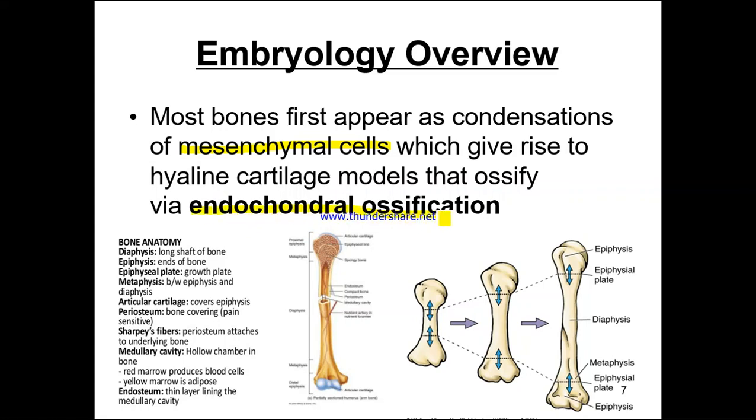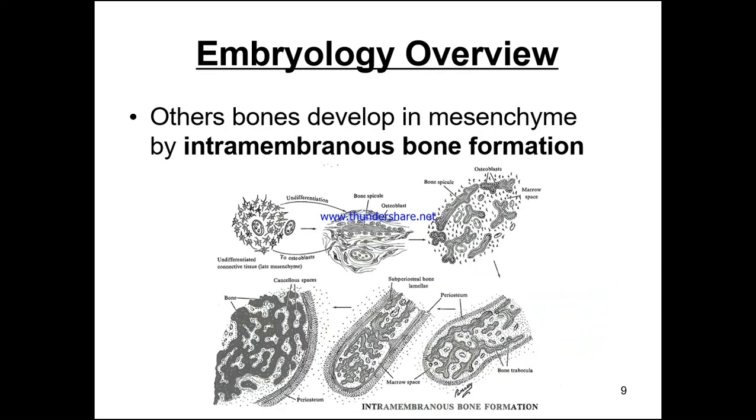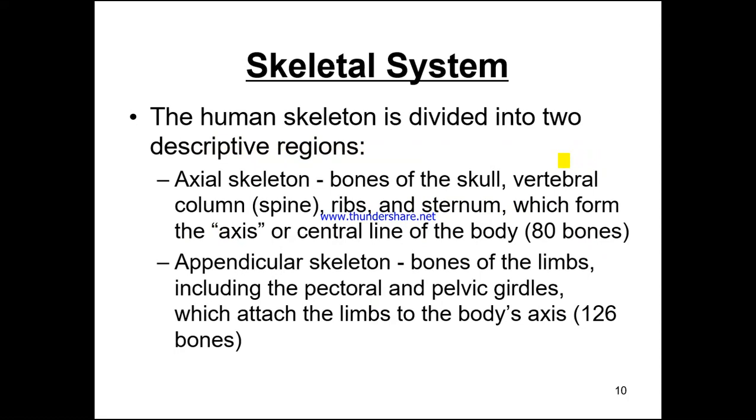So by the end of the lesson, we should have a little bit of an understanding about this process of endochondral ossification. And so here we can see a little schematic of how the bone starts to form and starts to spread, and ultimately the communication between these cells is what allows this to happen, and that's what we're going to look at today. So other bones develop in mesenchyme by intramembranous bone formation, and that's what we're going to consider over this lecture and over the next few weeks.